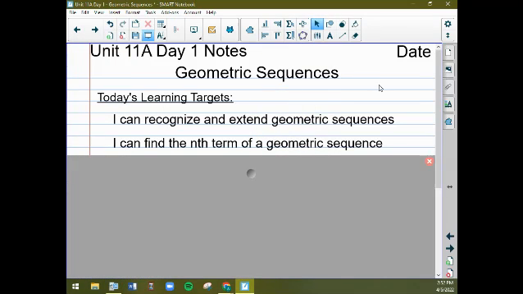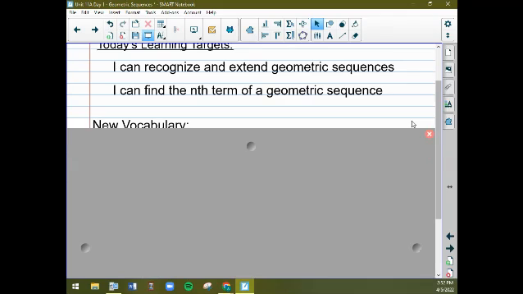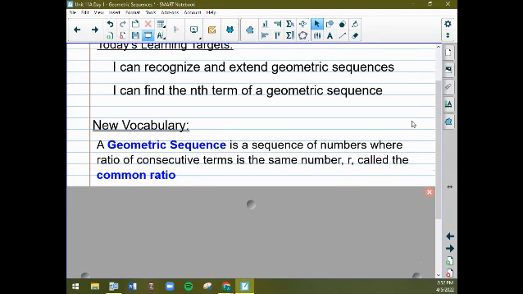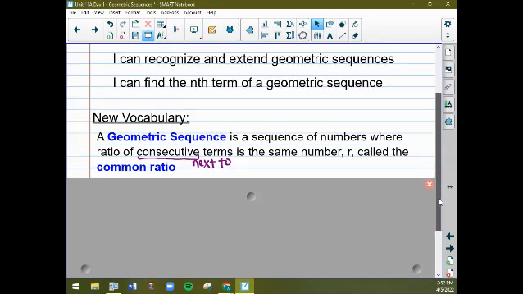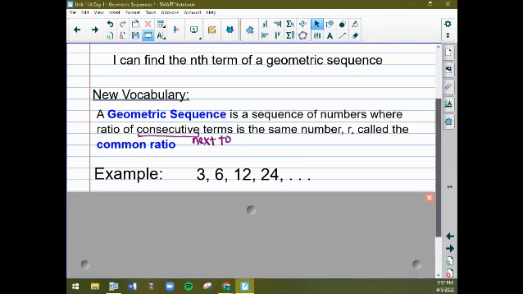So, a couple vocab words. A geometric sequence is a sequence of numbers where the ratio of consecutive terms is the same number, called the common ratio. Consecutive terms means terms that are right next to each other. Okay, so here is an example. I've got 3, 6, 12, 24, and then it's going to continue on and on. This is a geometric sequence.